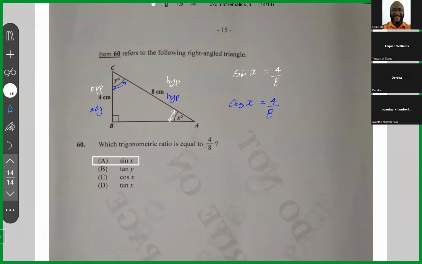4 is adjacent to y. And 8 is always the hypotenuse. The hypotenuse is always in front of the right angle. The trig ratio that includes adjacent and hypotenuse is cosine. So the cosine of y, all right, so I made an error there. Let's fix it. The cosine of y. So that should be y. Let's go blue. The cosine of y is what? Also 4/8. But cosine y is not there. The answer is A, sine x.